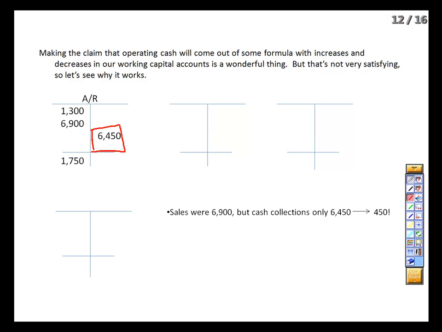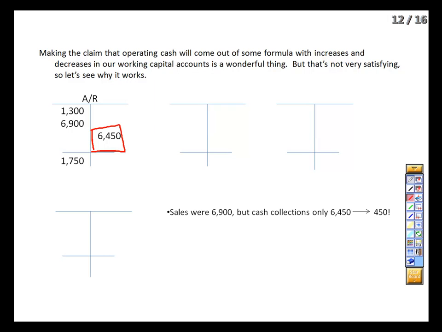Because we recorded sales under our accrual accounting system, but did not record cash collections to go along with them. If we want to go from net income of $6,900 to cash flow of $6,450, what do we do? We subtract out that $450, and that's probably the most intuitive example of how this works.